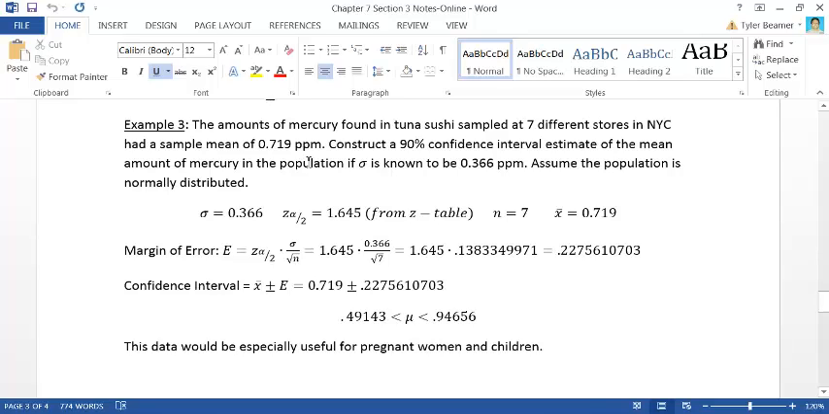The amount of mercury found in tuna sushi sampled at 7 different stores had a sample mean of 0.719 parts per million. Construct a 90% confidence interval estimate of the mean amount of mercury in the population. If sigma is known to be 0.366 parts per million, assume the population is normally distributed.